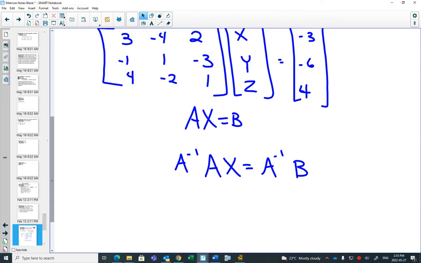So what we're going to do is go to our calculator and enter that matrix in A and that matrix in B. Did I click on it? I think I did. Come on, calculator.